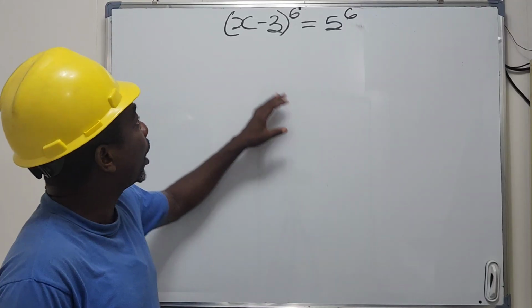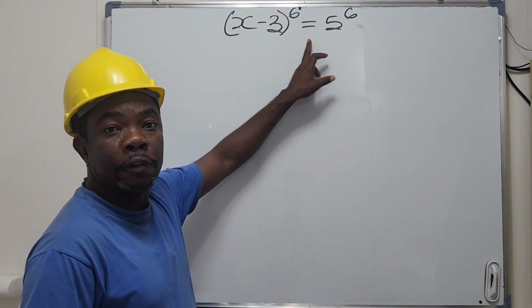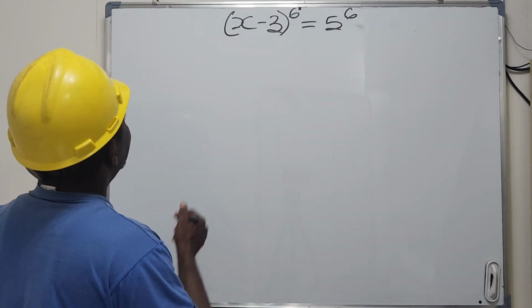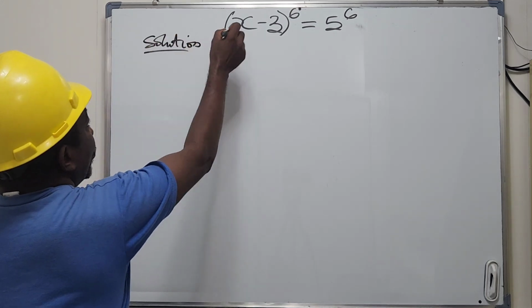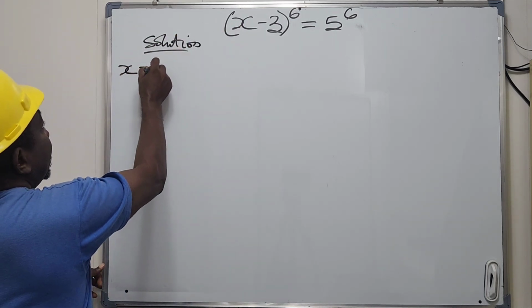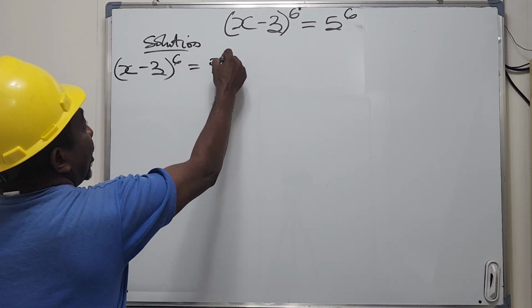For today, we're looking at this question. It says (x − 3)^6 = 5^6. So we are going to solve for the value of x from that equation. We are given (x − 3)^6 = 5^6.